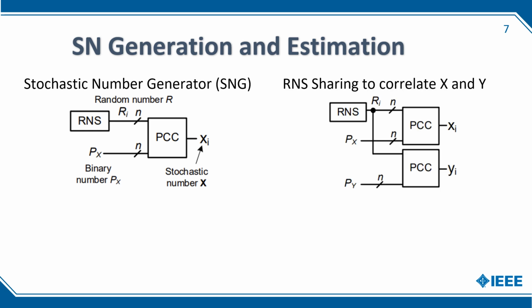To generate correlated bit streams, the prevailing technique in the SC literature is to share a single RNS among multiple PCCs, as shown on the right. This architecture also dramatically reduces the overall area dedicated to random number sources.